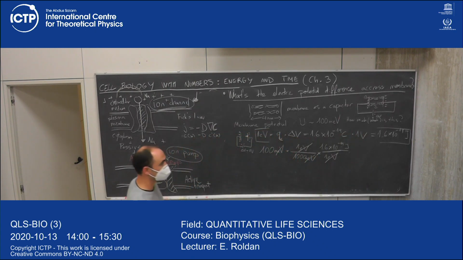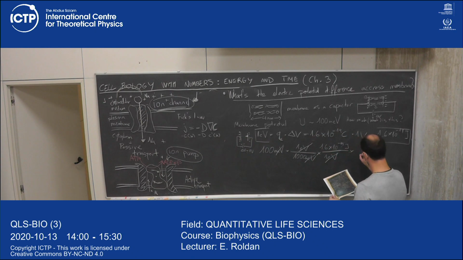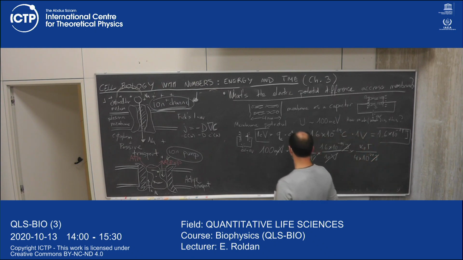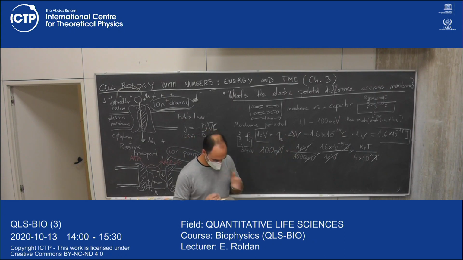Now we have the energy in joules. And then what we can do is write this in units of kBT. Remember, kBT is 4 times 10 to the minus 21 joules. This means that I will write U in kBTs now, right?